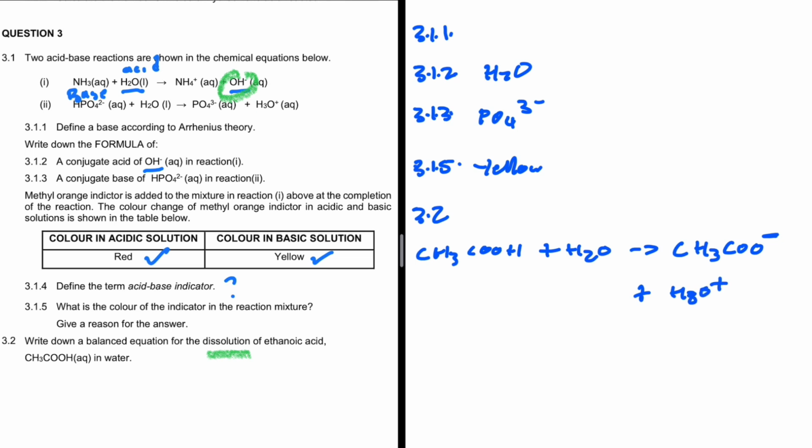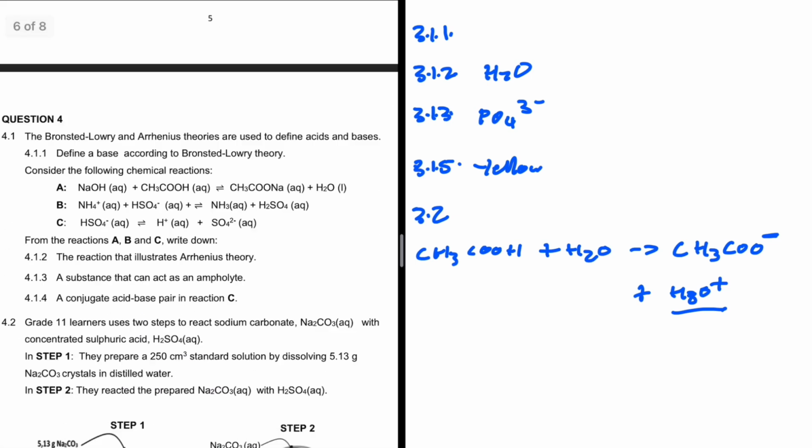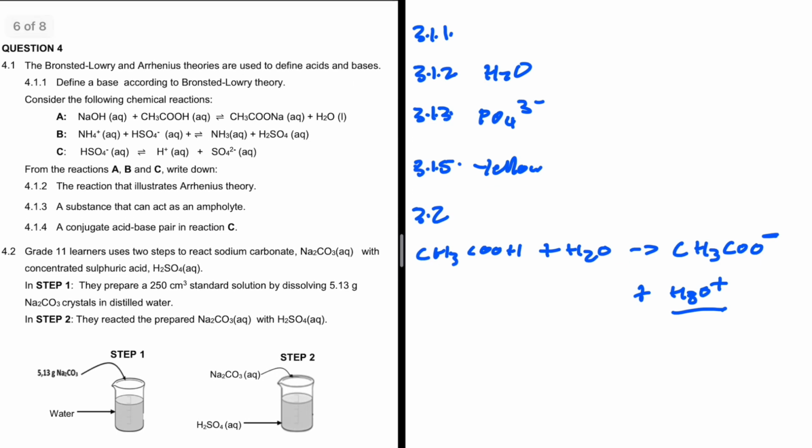The acid has donated the proton to become CH3COO minus, and then H2O, which is acting as a base in our case, has accepted the proton to become H3O plus. So that is ethanoic acid in water. It will produce hydronium ions. We expect an acid to produce hydronium ions when dissolved in water. That is 3.2. Question 4.